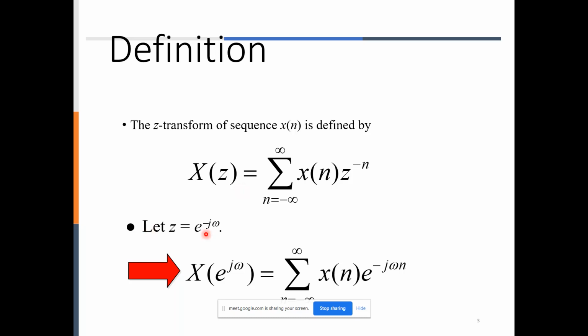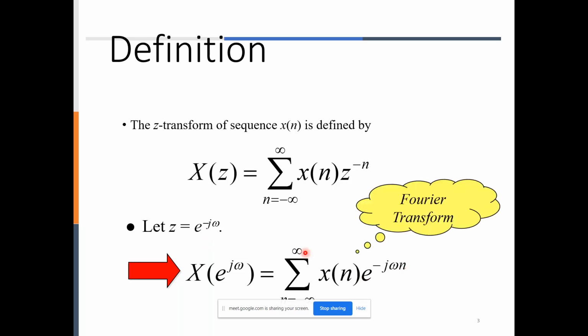z equal to e to the power minus j omega. This omega is the frequency in radians. If we put z equal to e to the power minus j omega here, we get X(e to the power j omega) equal to the summation of x[n] e to the power minus j omega n. And we have already seen that the Fourier transform is represented like this in previous subjects.